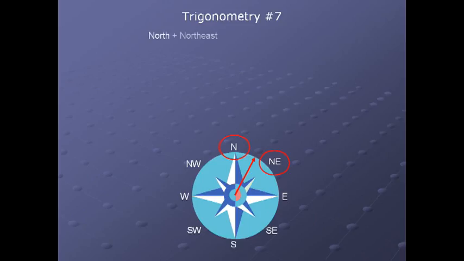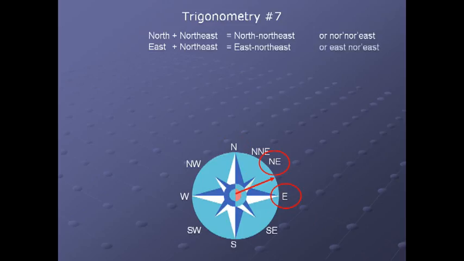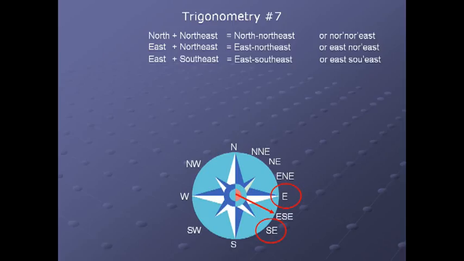North plus northeast gives north-northeast, or nor-northeast. East plus northeast gives east-northeast. East plus southeast gives east-southeast. South plus southeast gives south-southeast.